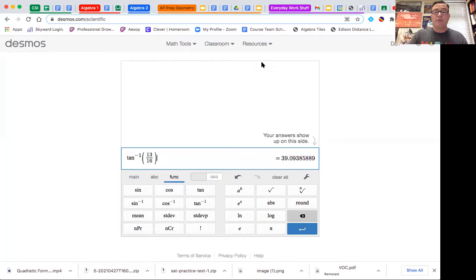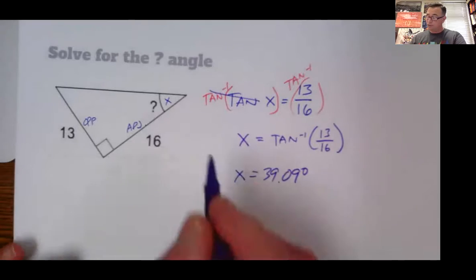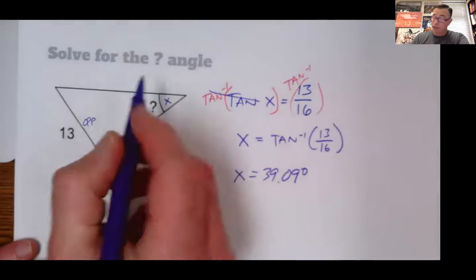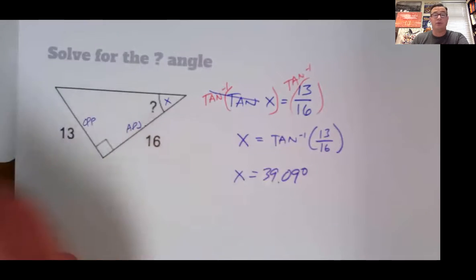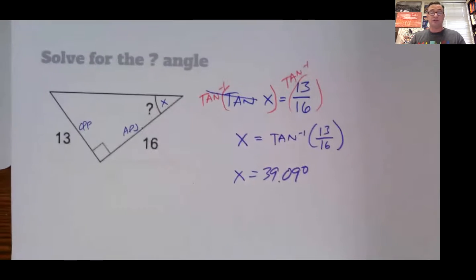And so when we go back to take a look at it, I've written it down, but it does give us an idea of saying, okay, well, we've got 39.09 degrees. That would be here. We could eventually use that to subtract and find what the other one is. But right now, we're just looking for the one angle. And so that is the way that we can do that using the inverse tangent.